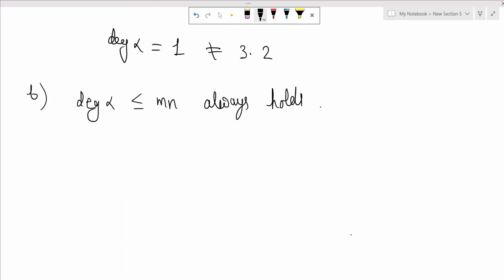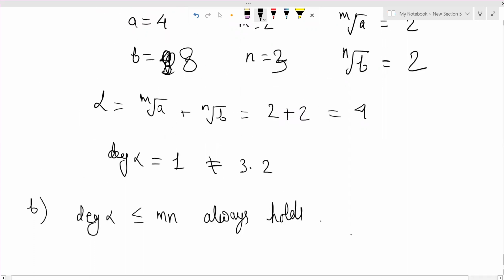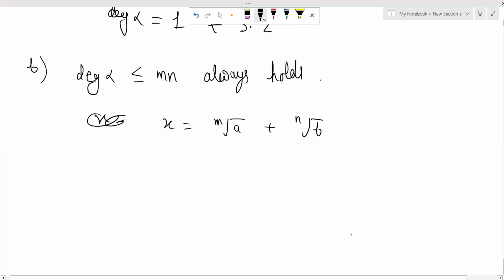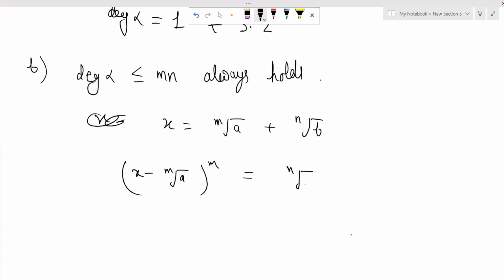Is this true or not? This should be clear, right? I did it for the root 2 plus root 3 case. Yes, sir, it should be true. Yeah, by the same idea, x equals m-th root of a plus n-th root of b. Then you can do x minus m-th root of a, to the power m, equals n-th root of b to the power m basically.